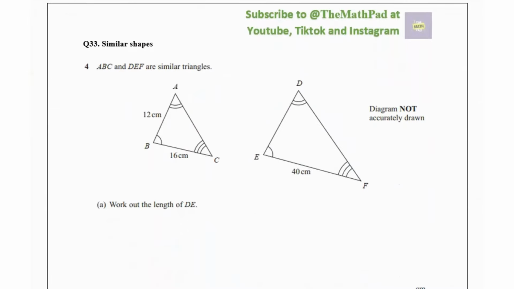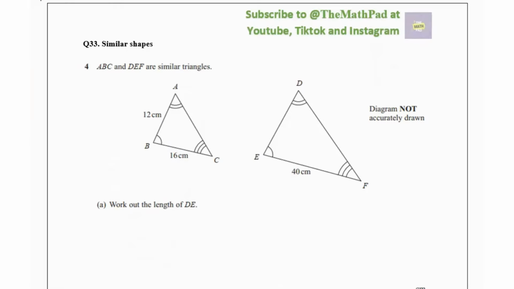Then for similar shapes, this is like the basic one, which is very scoring and has a very high chance of coming in paper 1. Similar shapes is a topic that frequently appears, based on what I've noticed, and the basic one always appears in paper 1. Based on my observation, similar shapes is a topic that tends to come in paper 1 frequently.